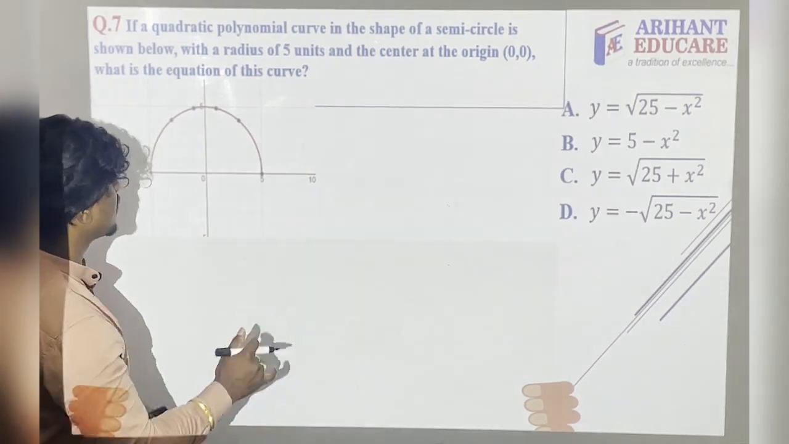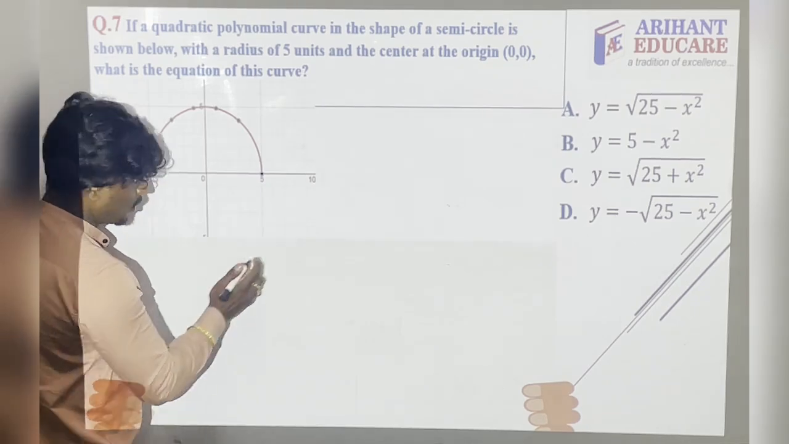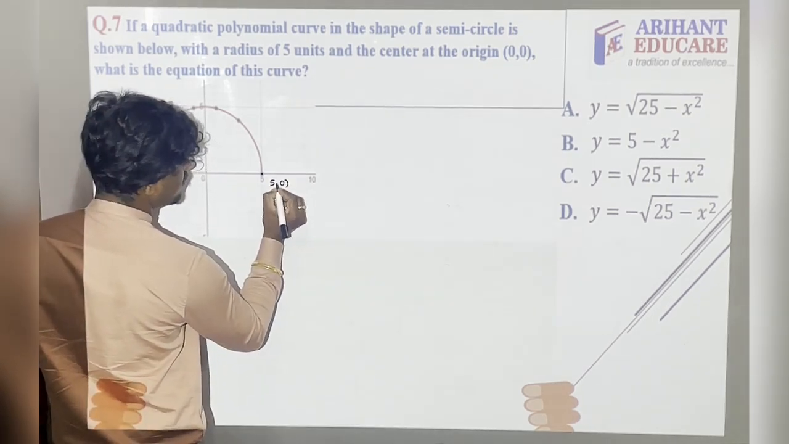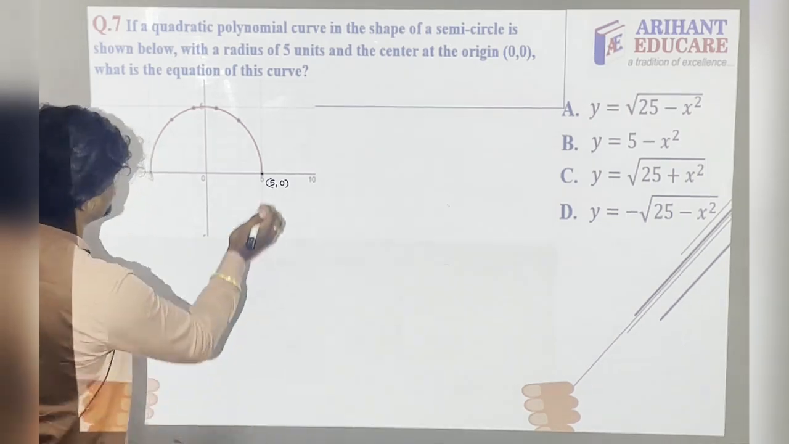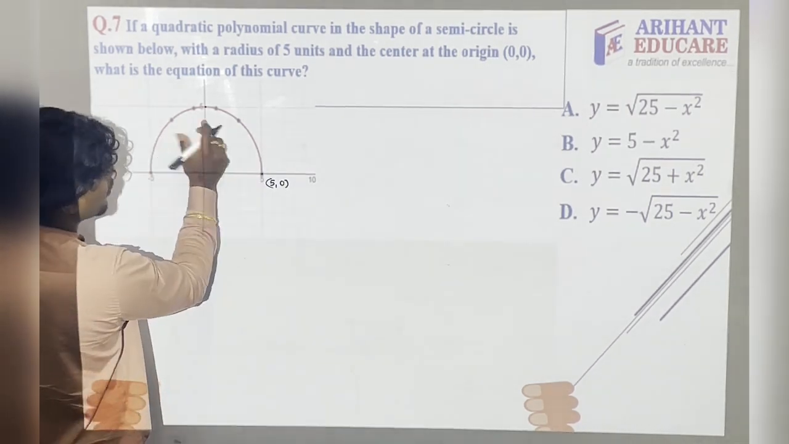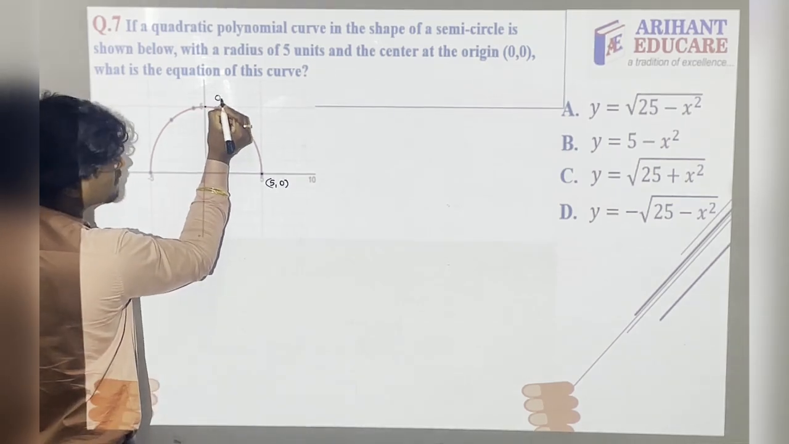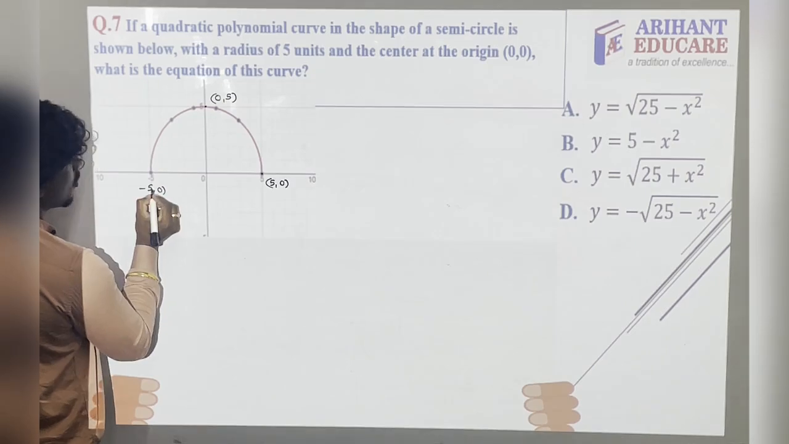But let's understand the points on the curve. What will be the coordinates of this point? It is going to be 5, 0, since it is on the x-axis, the y coordinate is always 0. I hope you know this. Now, what will this point be? Since the radius is 5, this will have x as 0 and y as 5, so 0, 5. Notice this other point, minus 5, 0.